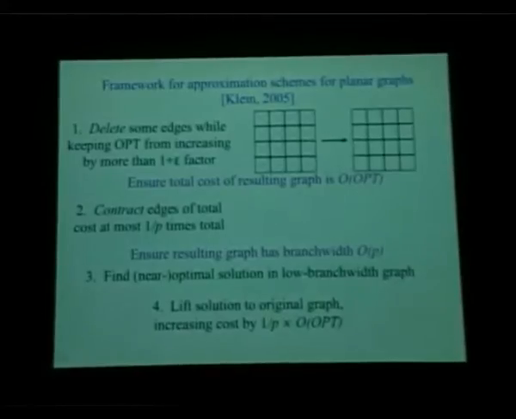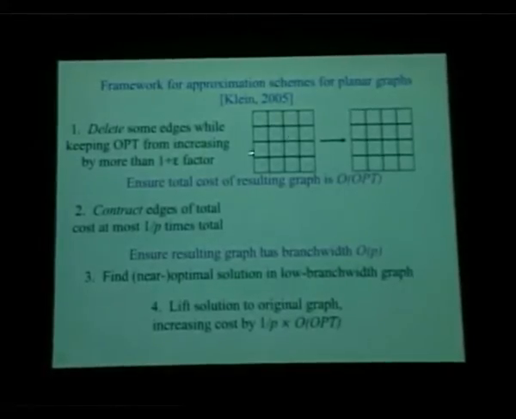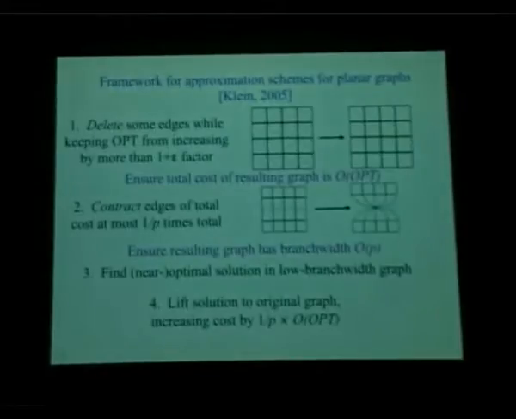All right, so here's what we did first. The first step, we delete. So now we have a solution. We have a low branch width graph. We apply some branch width algorithm, some dynamic programming algorithm, to find, let's say, the optimal or the near optimal solution in that low branch width graph. But now we still need an optimal solution in the original graph. So we have to incorporate somehow the edges that were contracted to lift the solution from being a feasible solution for the contracted graph to a solution for the uncontracted graph. So that's this fourth step.